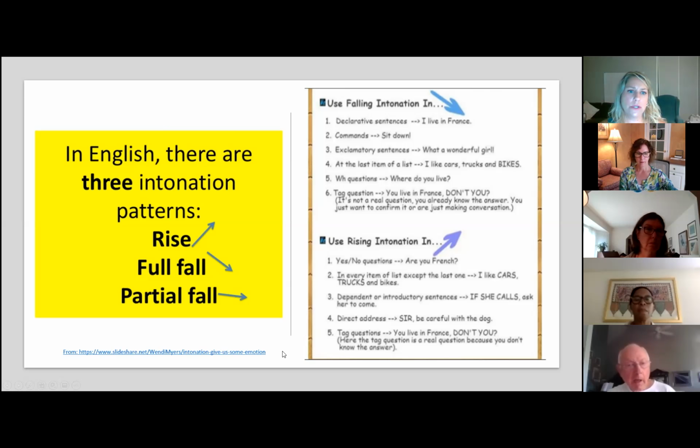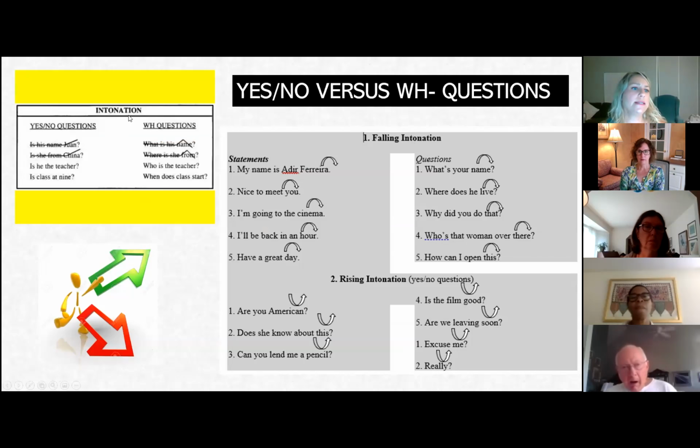Okay, so if I go to this right here, intonation, yes/no questions, and WH questions. This is really important, and I do this with my students all the time. We practice both, right? With the falling intonation, these are statements as well as WH questions. So, what's your name? Where does he live? Why did you do that? Sorry, so I'm going down, okay? And then for rising intonation, this is your yes/no question.